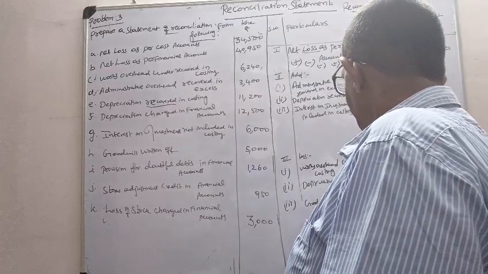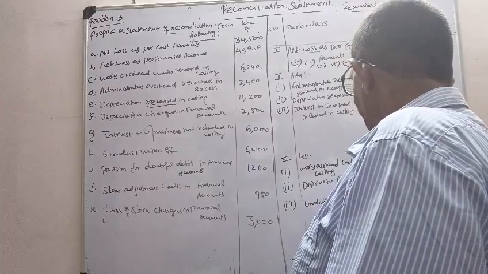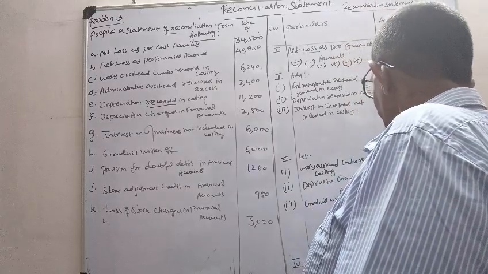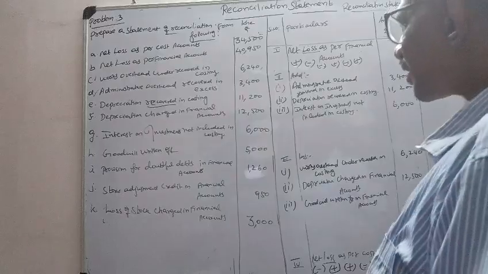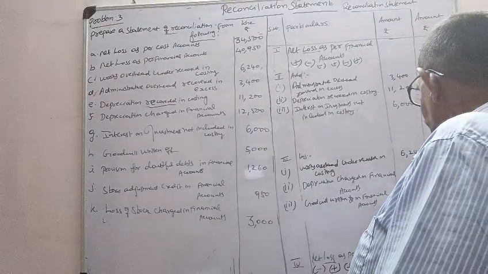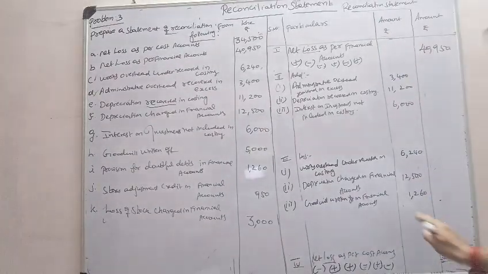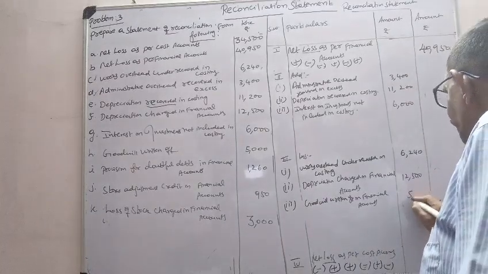Goodwill written off in financial accounts. Goodwill written off in financial accounts: 1,260. 5,000.